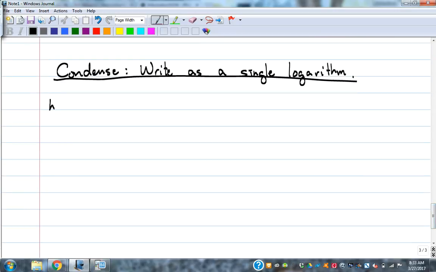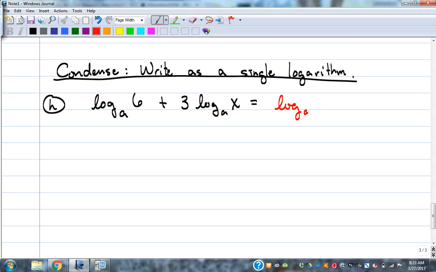H. So we're going to start with something that's expanded already. Log base A of 6 plus 3 log base A of x. So we see addition in the middle, so that means it's going to be what kind of stuff inside? Multiplication. So it's going to be 6 times what? X to the third. Good job. Log base A, 6x to the third. You don't have to have the parentheses there, but I just do that out of habit, I guess.